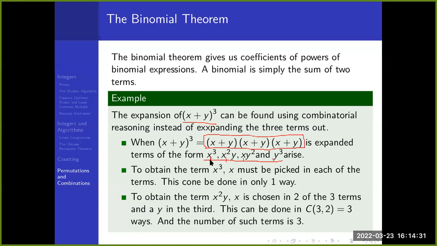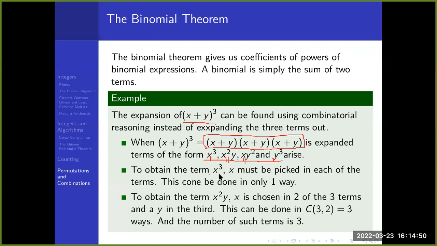So we can count the number of ways to get x cubed, and that will be the coefficient of x cubed. The number of ways to get x squared y, and that will be the coefficient of x squared y, and so on. The number of ways to get xy squared, and so on up to y cubed. And those will give us the coefficients. So let's move one by one.